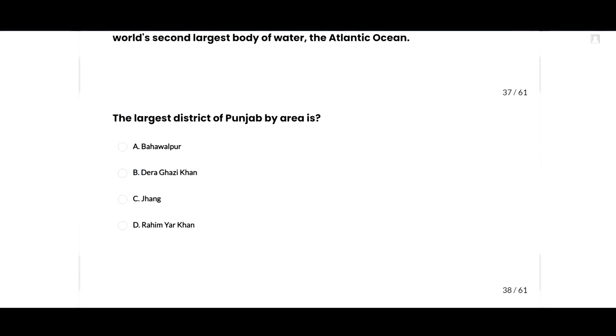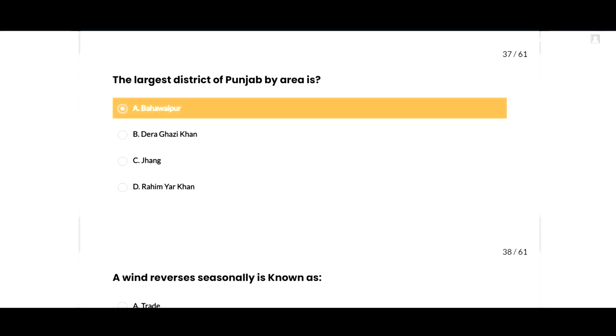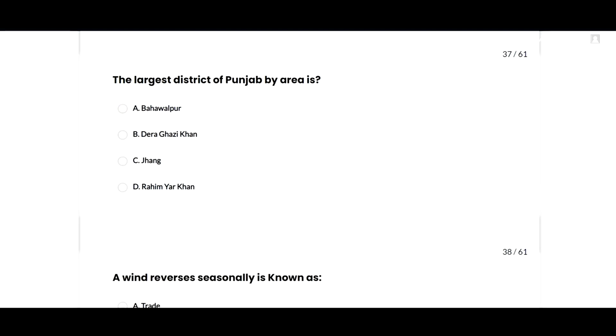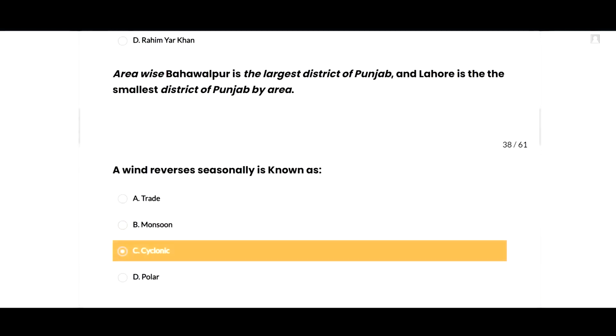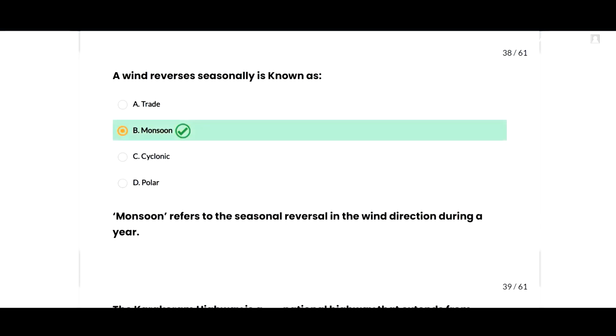The next MCQ. The largest district of Punjab by area is Bahawalpur. Area wise, Bahawalpur is the largest district of Punjab and Lahore is the smallest district of Punjab by area. Here A option is correct. The next MCQ. A wind that reverses seasonally is known as monsoon. Monsoon refers to the seasonal reversal in the wind direction during a year. Here B option is correct.